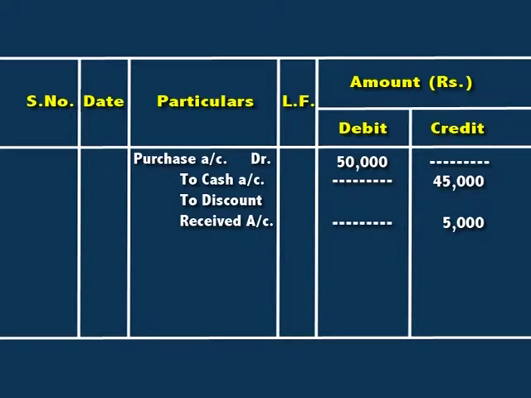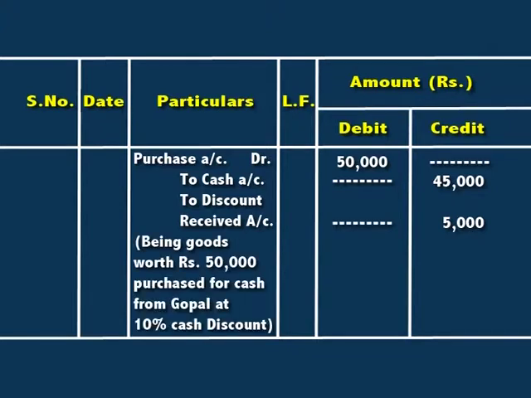45,000 rupees is credited to cash account. As I told you, this is the amount of cash that is actually being paid by the firm for payment of goods, and 5,000 rupees is discount received by the firm. So, discount received being an income is credited to discount received account. Note that as the transaction is a cash transaction, the personal account of the seller, that is Gopal, who is selling to the business firm, is not relevant in this transaction. Now, let us have one more example on this.